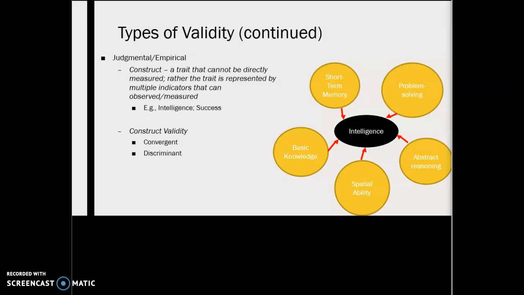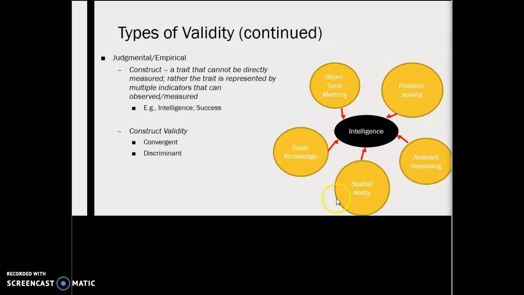A construct is a special type of trait that cannot be directly measured. Rather, it's a trait that is represented by multiple indicators or other traits that can be observed directly or measured. For example, intelligence would be considered a construct because it isn't something that we can directly measure, but rather we estimate it through administering measures of individual traits that can be directly observed.